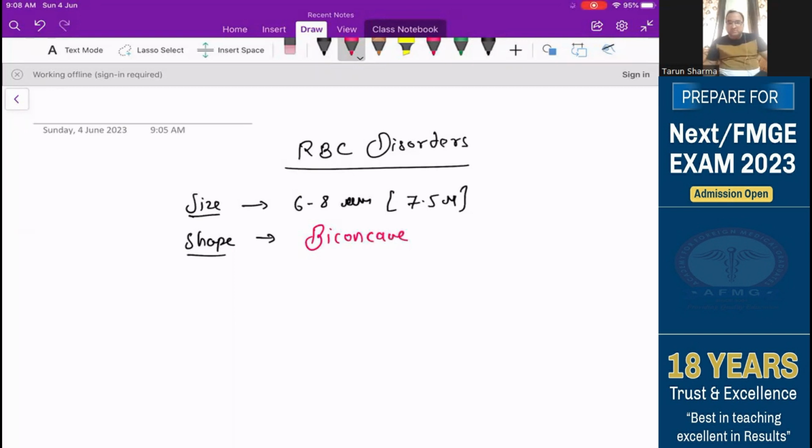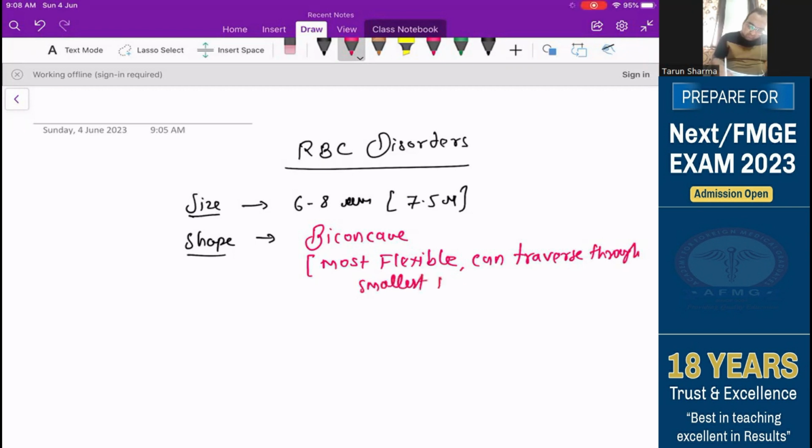So why only biconcave shape is given? Why not biconvex or any other shape has been given to us? Why? Because this biconcave shape is the most flexible shape, because due to this shape, an RBC can traverse through the smallest blood vessel without any hindrance. Okay, so it's very very important that our RBCs should not entrap within any smallest blood vessel.